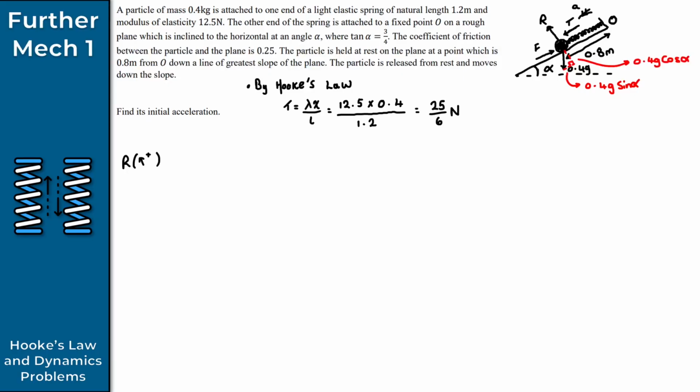Okay. Now, if we resolve perpendicular to the plane here, just going back to my original pen color then, what do we get here? Now, we don't have any acceleration perpendicular to the plane, so it becomes quite straightforward, right? In this case, R, so R is positive because it's going up here, perpendicular to the plane, is equal to this component here, right? This component here is acting down, perpendicular to the plane, and that's 0.4g cos alpha. Okay, so R is equal to 0.4g cos alpha.